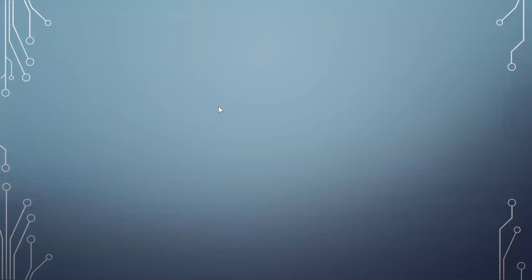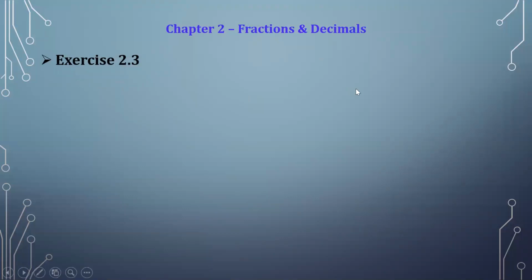Okay, yesterday, that means in the last lecture, we considered exercise 2.3 from chapter number 2, fractions and decimals. We discussed the multiplication of fractions with a whole number. Then in the previous lecture, we considered how to perform the multiplication of any two fractions in the earlier examples of exercise 2.3. Now the remaining part is word problems.